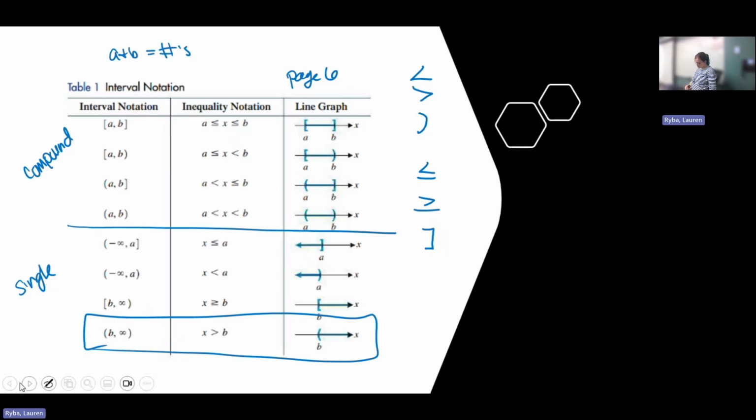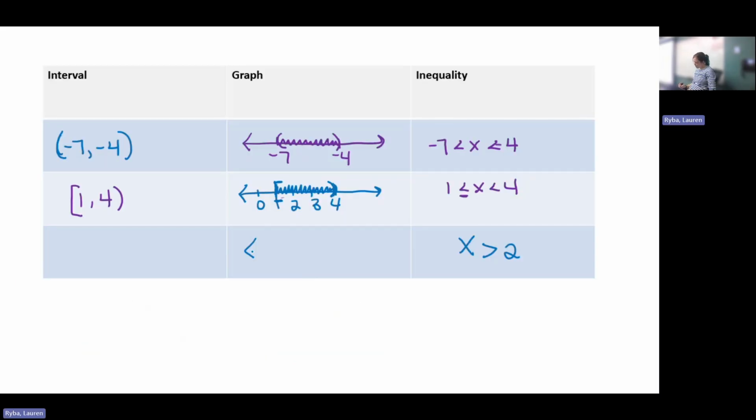Other way to think about it, here's 2. Numbers bigger than 2 are 3, 4, 5, this way, right? So I know I'm going to shade this way. And it's not an equal to, so it's just going to get a parentheses. So leftmost value is 2. And then it continues on forever and ever and ever to infinity.